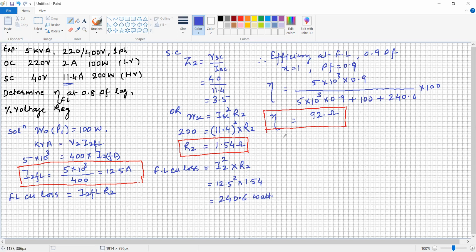Now R2 is already calculated. X2 is equal to the square root of Z2 square minus R2 square, using this resistance value and this impedance value. So the value of X2 is 3.15 ohms.